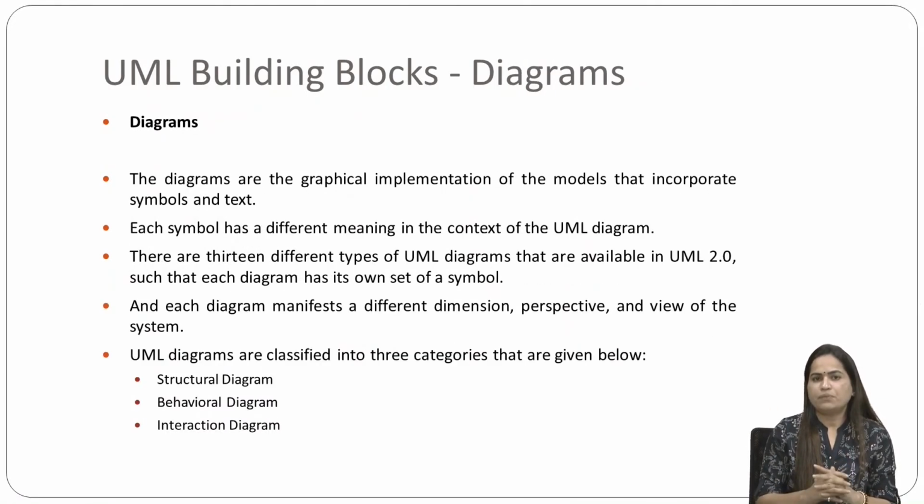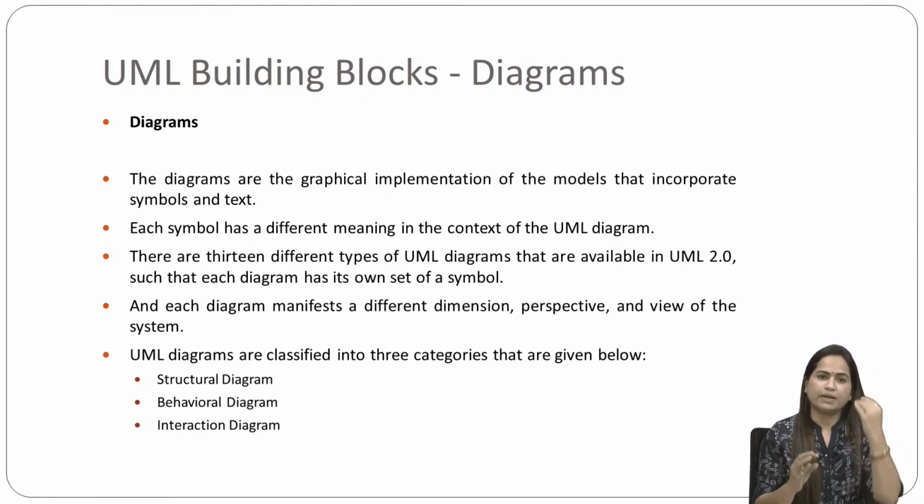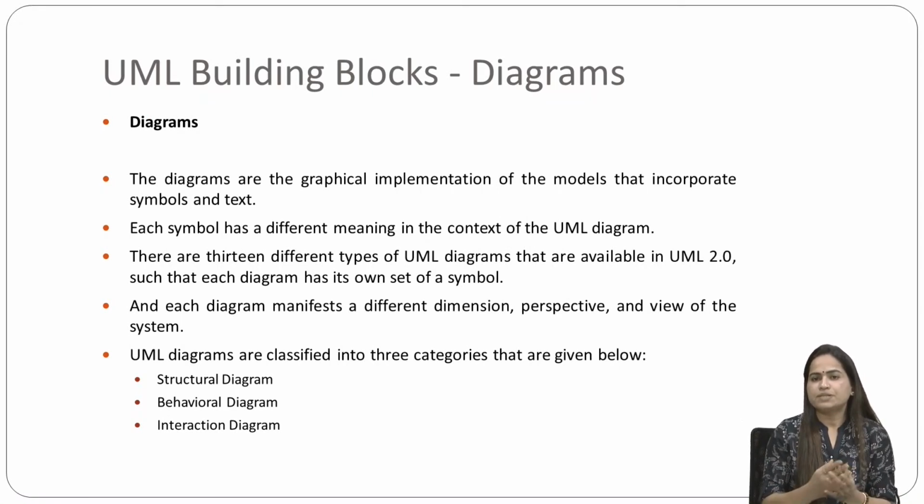Then after that we have different diagrams. Diagrams are the graphical implementation of the models, incorporating symbols and text. Each symbol has a different meaning in the context of the UML diagram. There are 13 types of UML diagrams available in UML 2.0, and each of them has its own set of symbols. Each diagram manifests a different dimension, different perspective, and different view of the system.